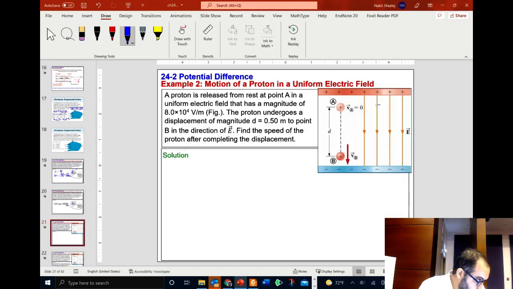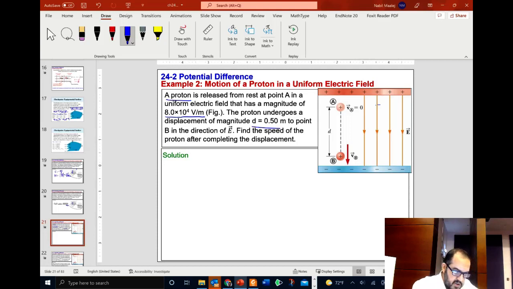Let's assume we have now two plates and an electric field between them. You can see the electric field is pointing from the positive to the negative plate. A proton is released from rest at point A in a uniform electric field that has a magnitude of 8 × 10⁴ volts per meter. The proton undergoes a displacement of magnitude d, 0.5 meters, to point B. So it goes from A to B in the direction of the electric field.